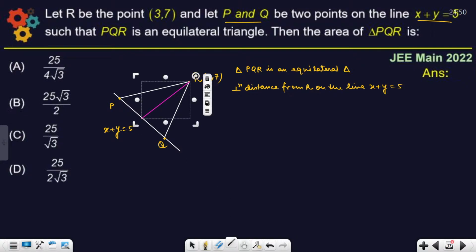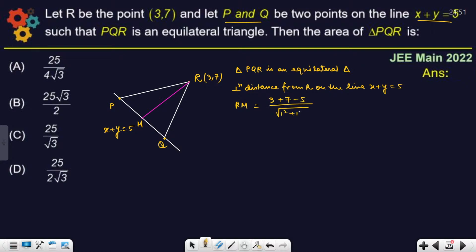Simply find out what is this distance. Let us say, let me denote this thing with the level m. So what is my Rm? Rm is basically modulus of 3 plus 7 minus 5 divided by root over 1 square plus 1 square. This is the perpendicular distance drawn from point R on the line PQ. So it is coming like 5 over root 2.